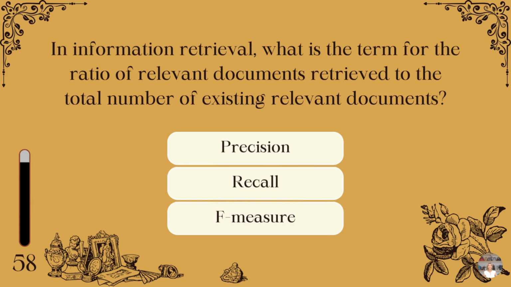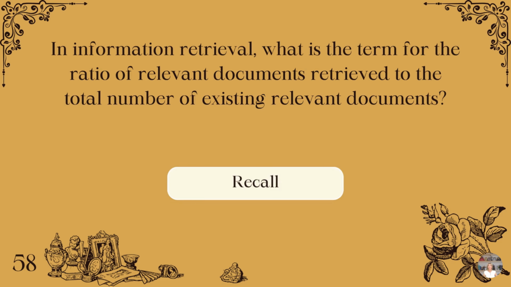In information retrieval, what is the term for the ratio of relevant documents retrieved to the total number of existing relevant documents? Precision, recall, or F measure? Recall.